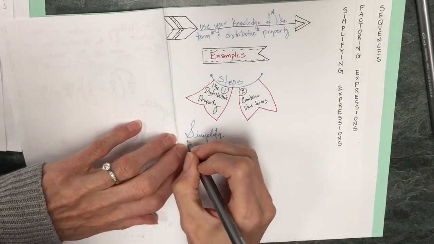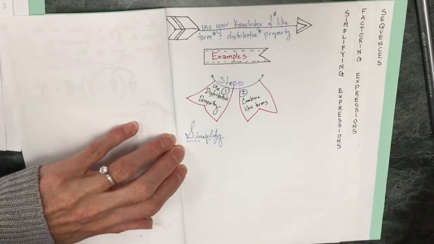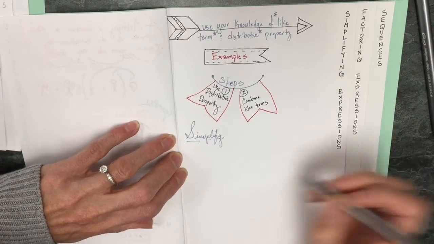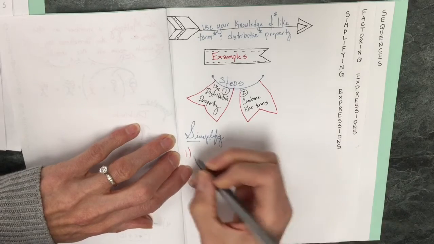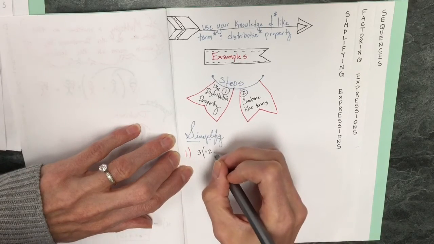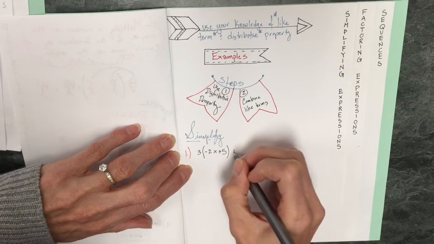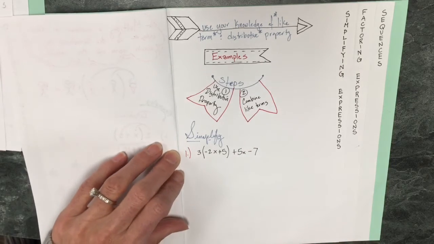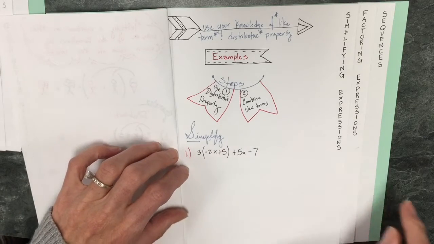So simplify. In our examples, it's going to say simplify, and you're simplifying by distributing and then combining your like terms. So let's see. Number one, 3 times, in parentheses, negative 2x plus 5, plus 5x minus 7. So that's a lot of terms, and then you've got a distributing here.